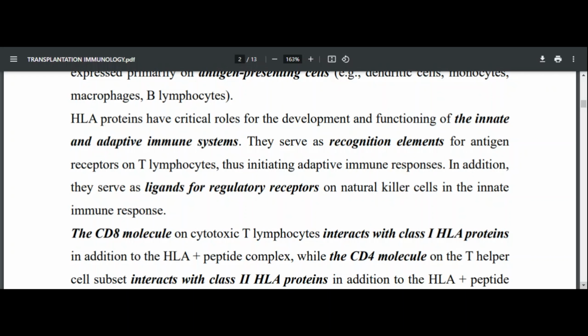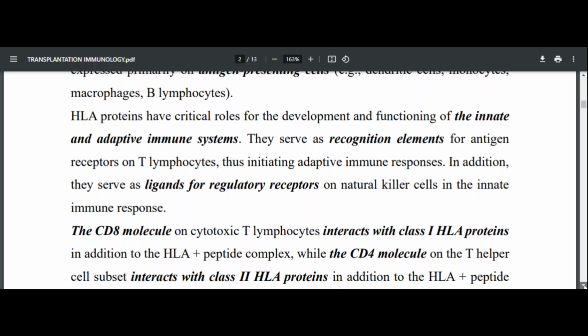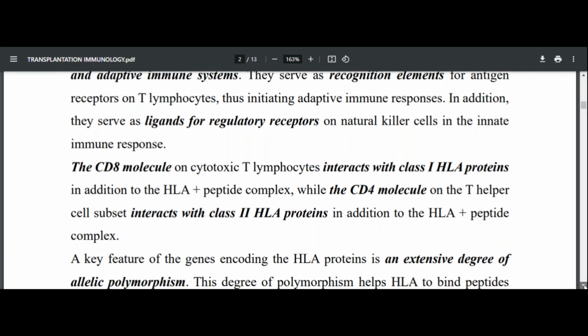The CD8 molecule is on cytotoxic T lymphocytes. The CD8-bearing cells interact with the class 1 HLA proteins, whereas HLA class 2 interacts with the CD4 molecule on T helper cells. You remember that is how the CD molecules interact with the human leukocyte antigen in terms of presentation of an antigen.